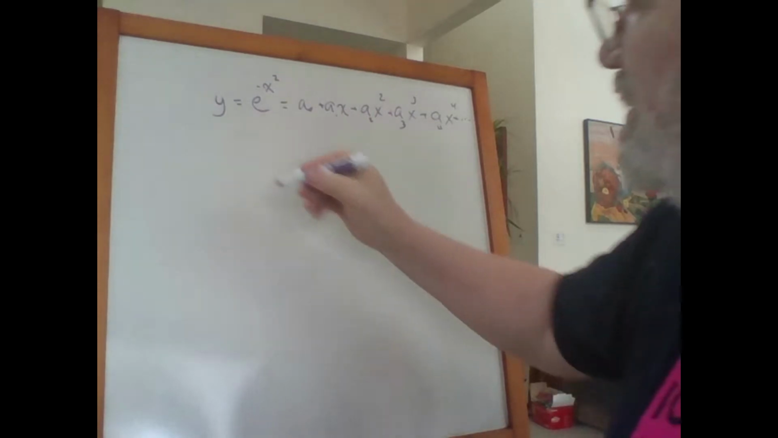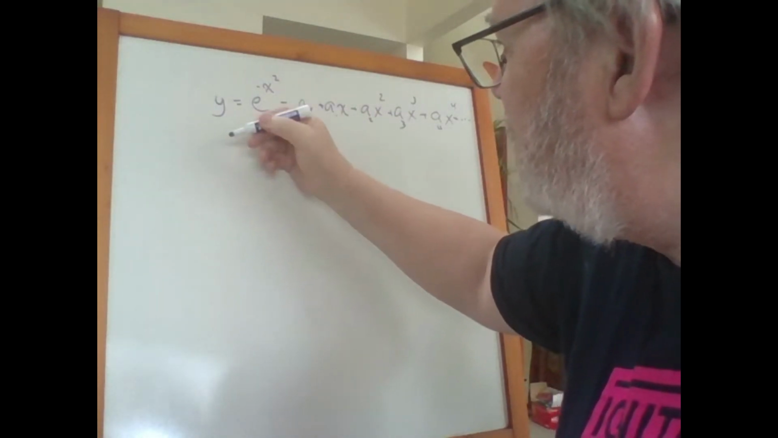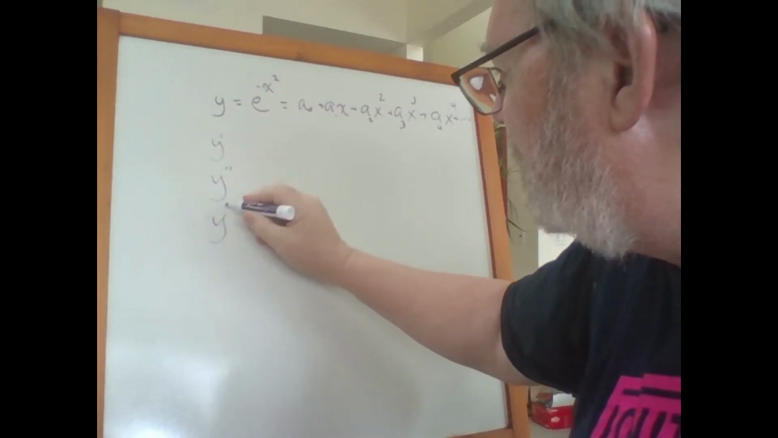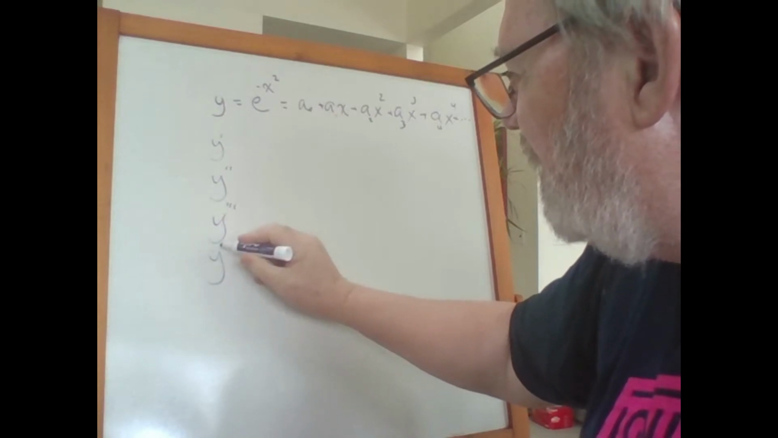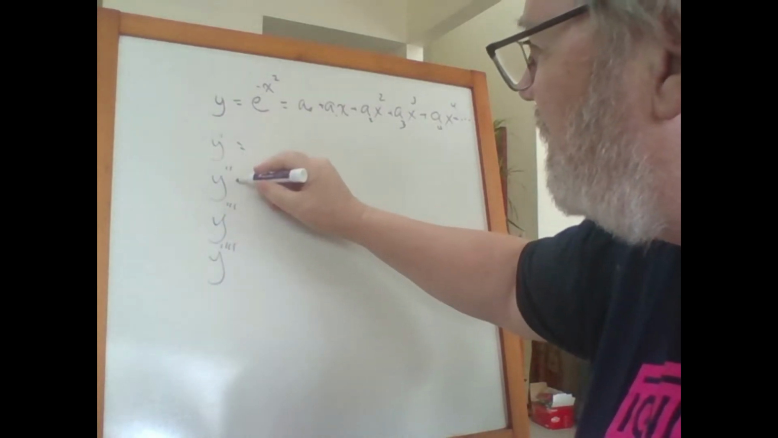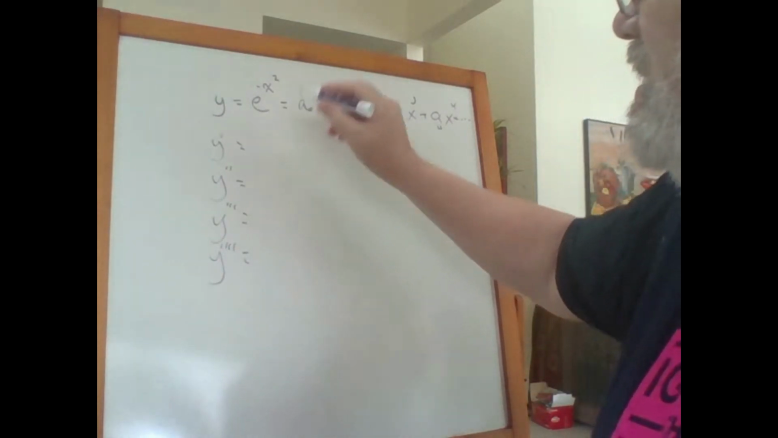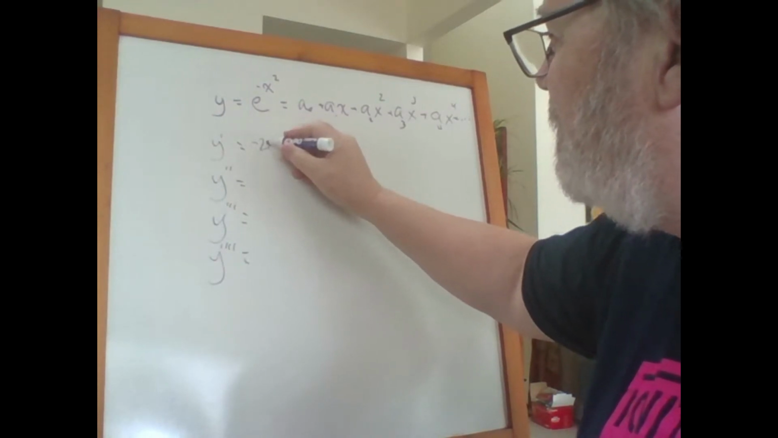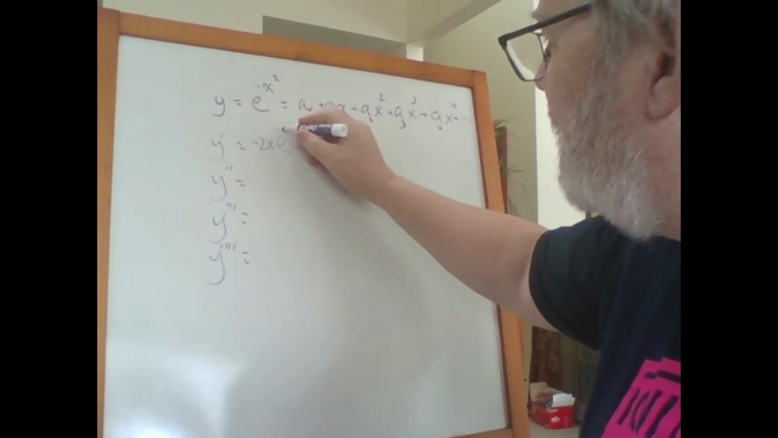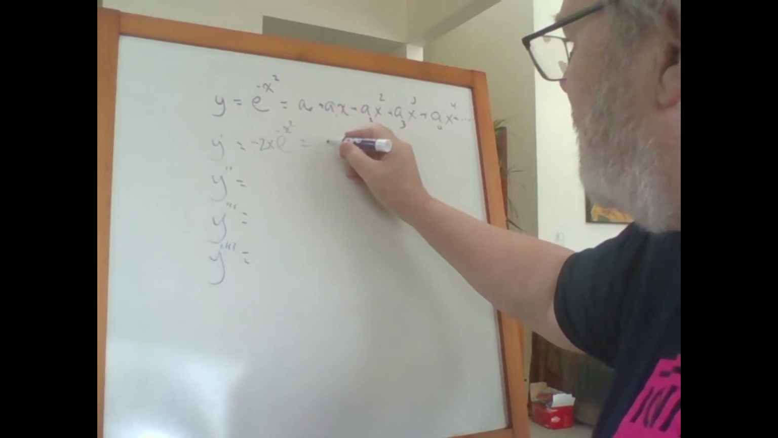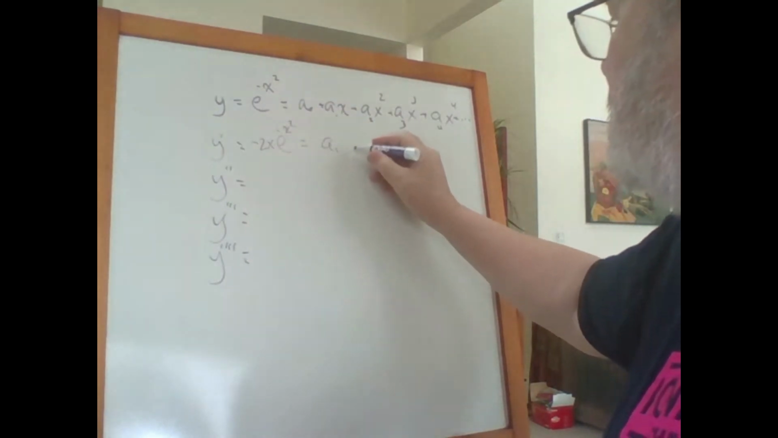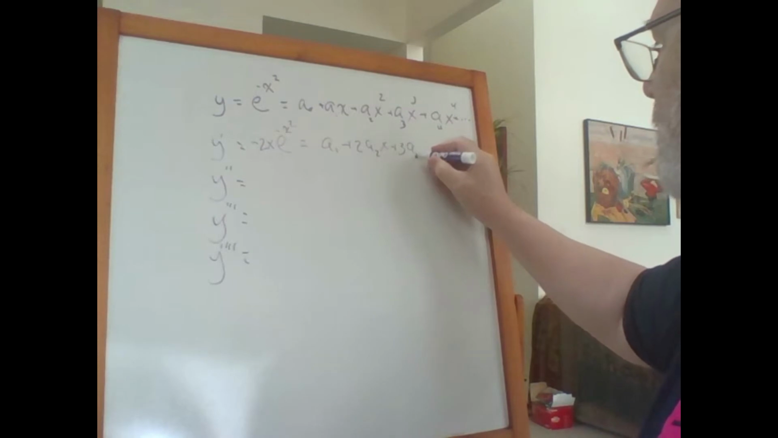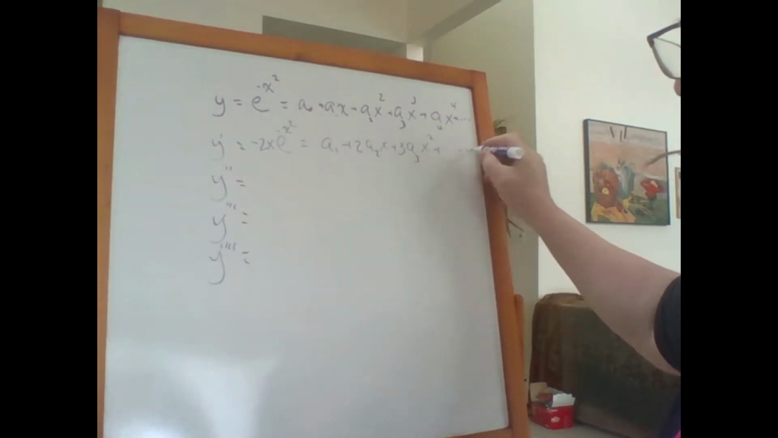And you know what you can do, as we went yesterday, you can go y prime, y double prime, y triple prime, y 2, 4, and you can keep going. This one's a little more complex because you have minus 2x e to the minus x squared equals a1 plus 2a2x plus 3a3x squared plus blah blah blah.